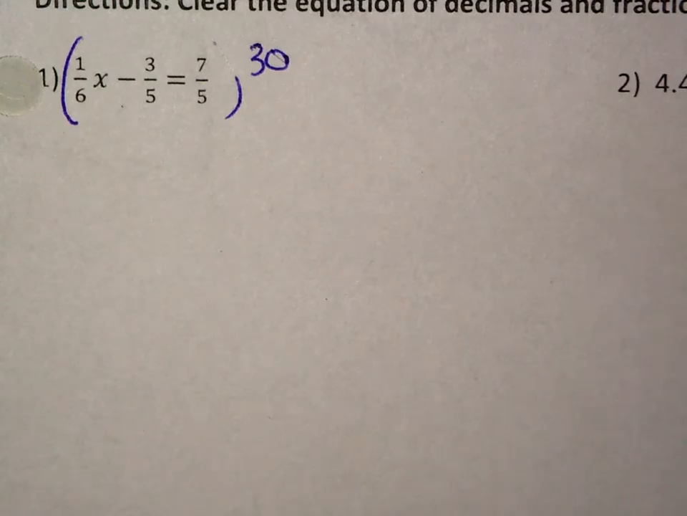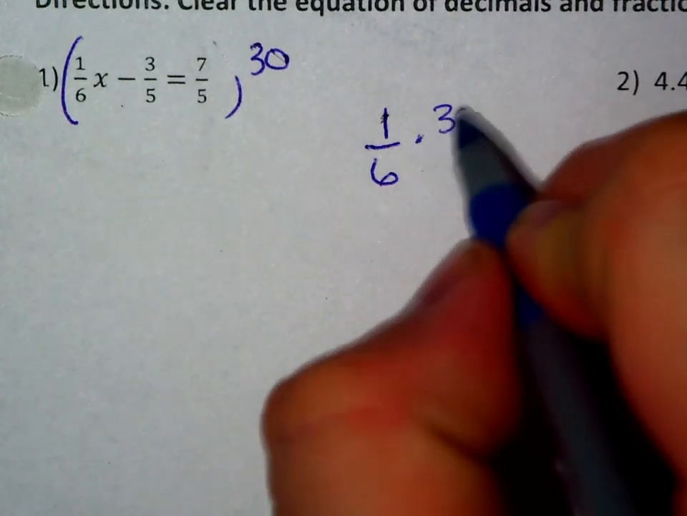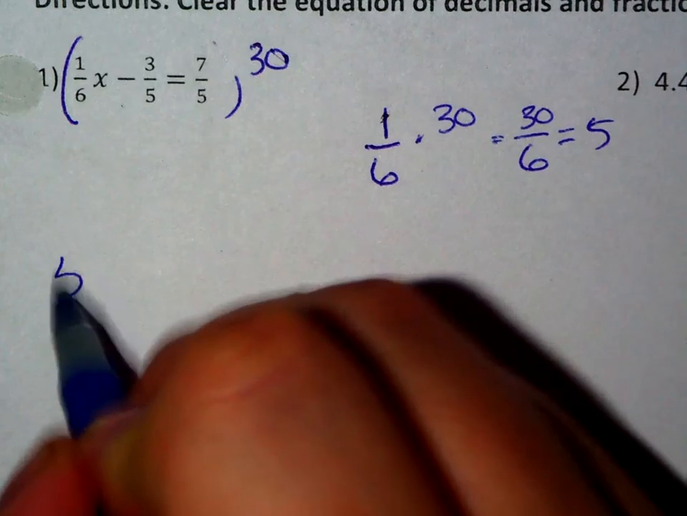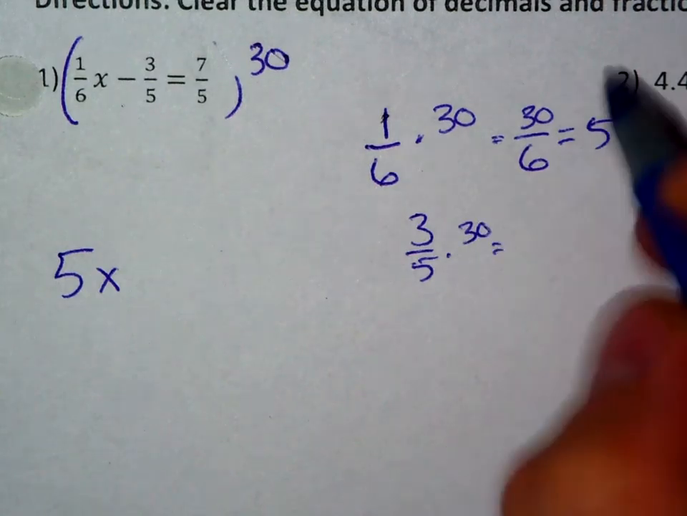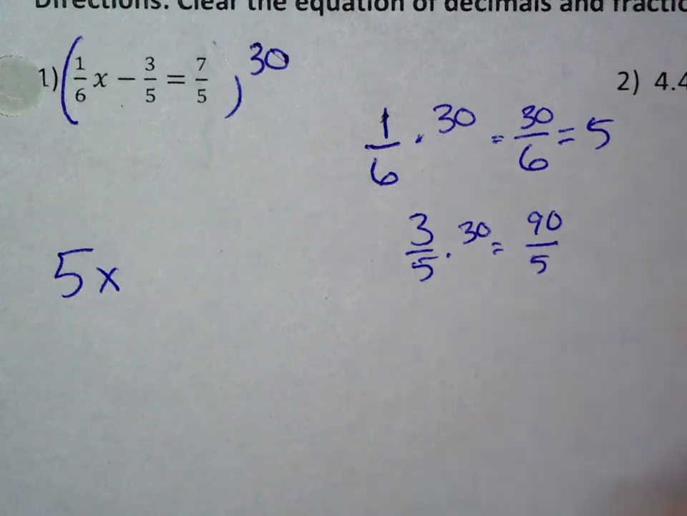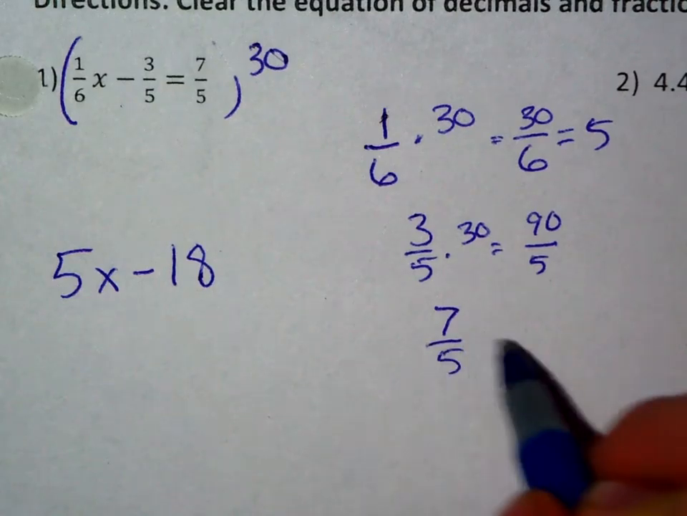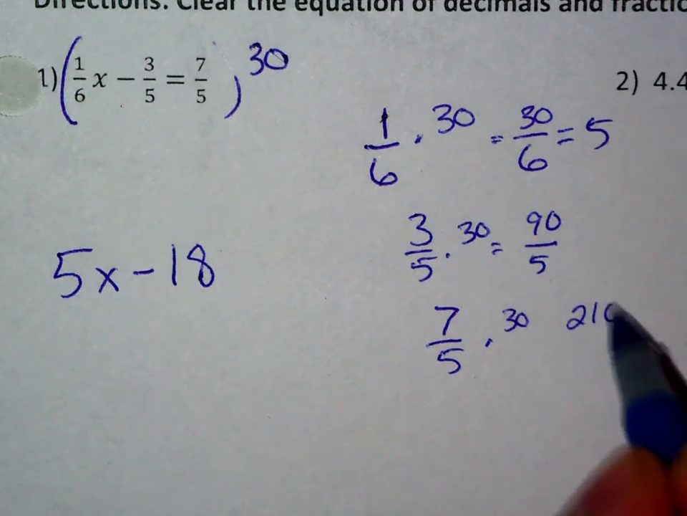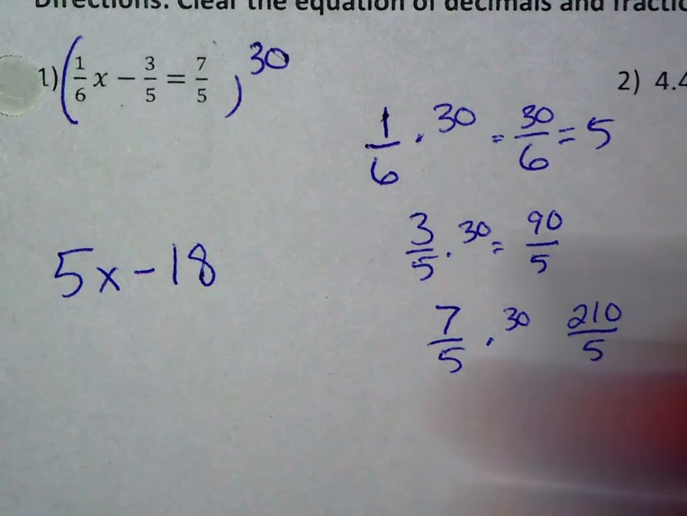And again, as I showed you the other day, we can do this one at a time or we can do this in our head, but I'll show you the one at a time. So 1/6 times 30 equals 30 over 6, which equals 5. So that would give me 5x. And we have 3/5 times 30 equals 90 over 5, which would equal 18. And then we have 7/5 times 30 equals 210 over 5, which would equal 42.